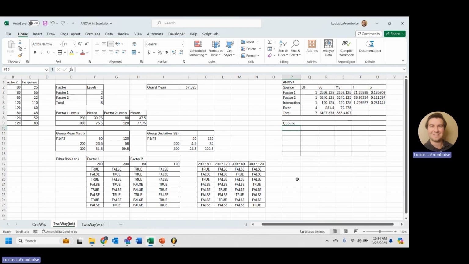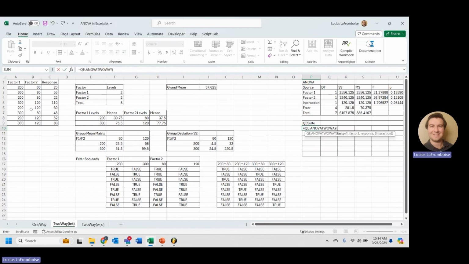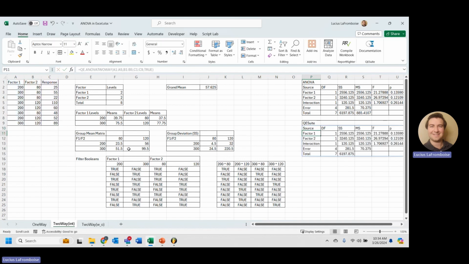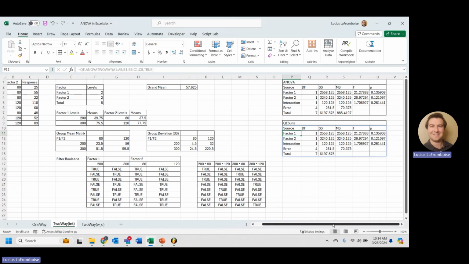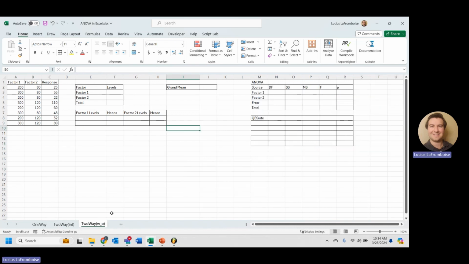And there we go. We have our two-way ANOVA table, but let's check it out, see how much easier it is in QE Suite. So we'll do ANOVA two-way. Come over here, select our factor with our factor name, factor with our factor name, response with response name. And for this, I'm going to say, yes, we have an interaction. And there we go. Everything looks exactly the same. So like I said here, we don't have any significant effect of factors, but we don't have a significant interaction. So we're going to have to rerun this without the interaction.